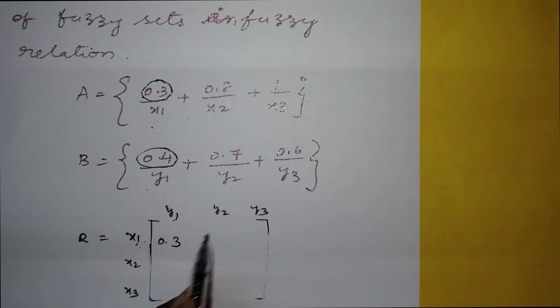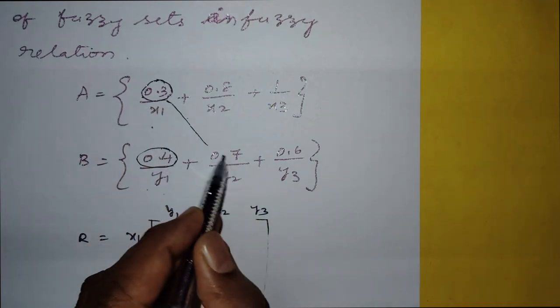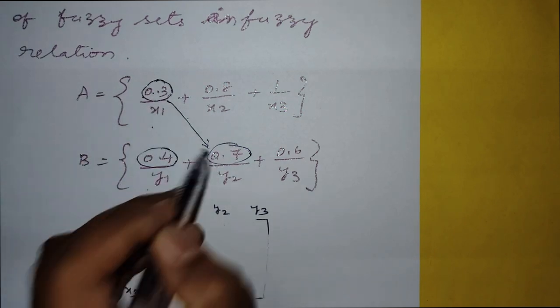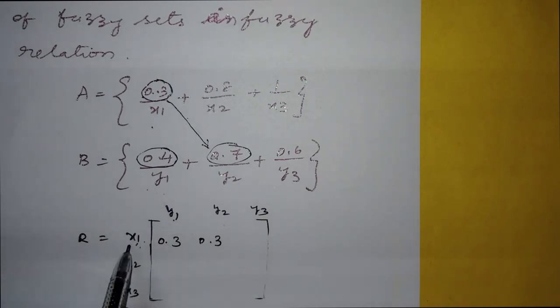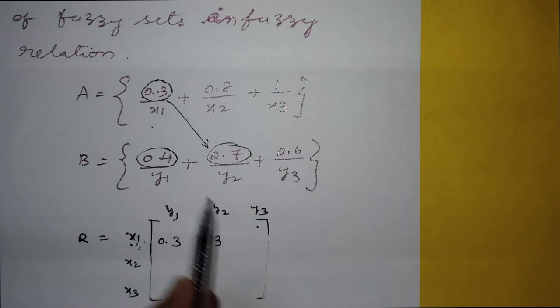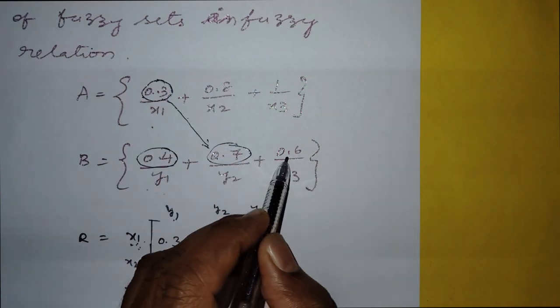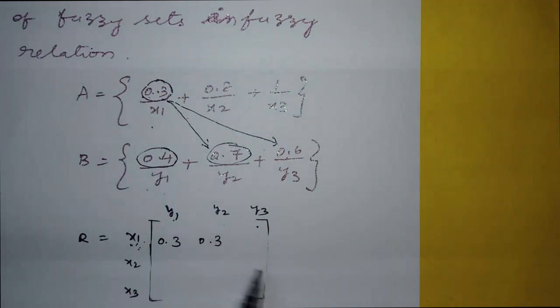Now we want x1 and y2. Compare x1 with y2, which is 0.7. What is the minimum? 0.3 is the minimum, that is 0.3. Next, x1 with y3. This is the x1 degree value, and the y3 mu value is 0.6. Compare with this. Which one is minimum? 0.3 is the minimum.